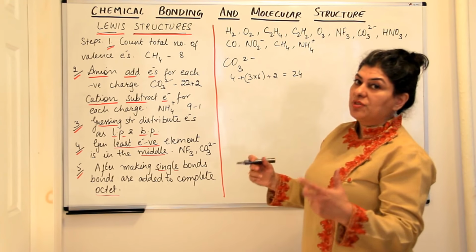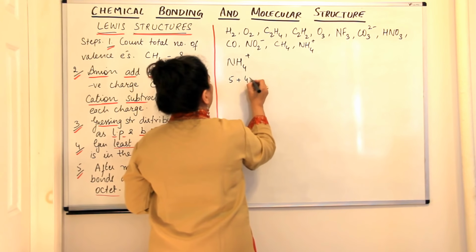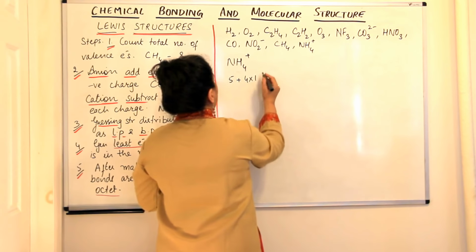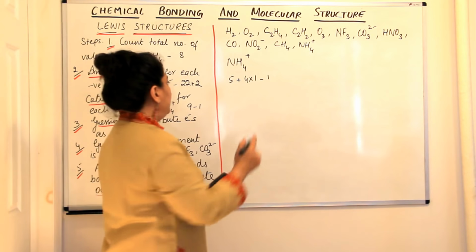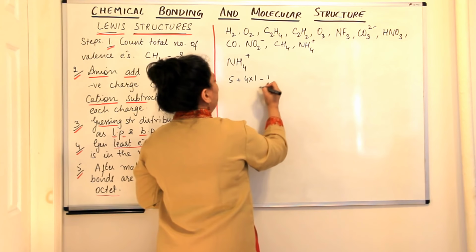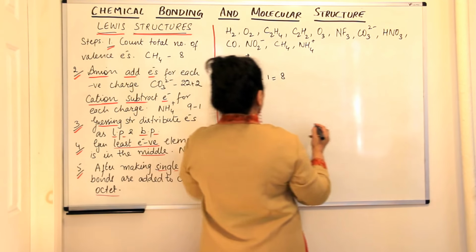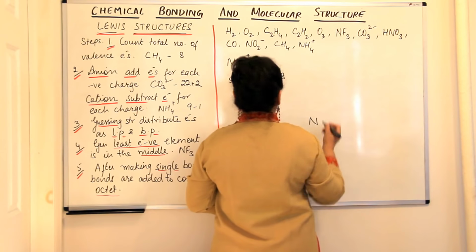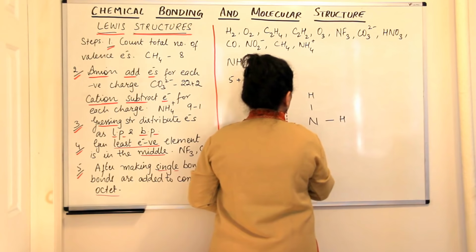And now we come to the last structure that I had planned for today, and that is NH4 positive, the ammonium ion. Now nitrogen has 5 electrons, the 4 hydrogens are 4 into 1, that is 4 electrons, and since it has a positive charge, you remove 1 electron from this, right? So we have 5 plus 4 minus 1 is 3, 5 plus 3 is 8, so we have 8 electrons. So nitrogen would be the central atom because hydrogen always occupies the sides. So we have hydrogen here, 1, 2, 3 and 4.